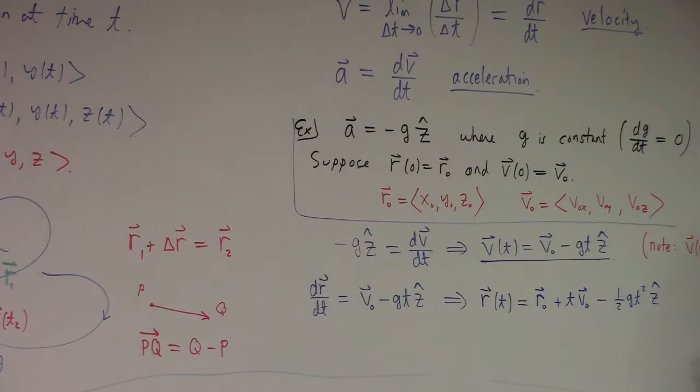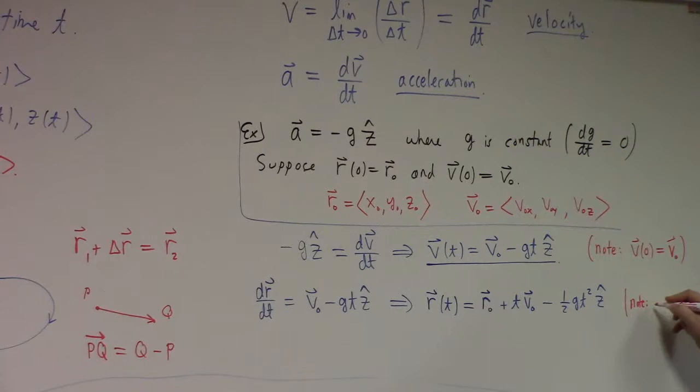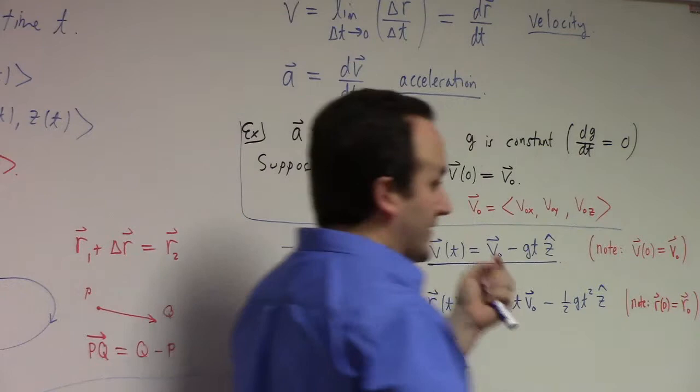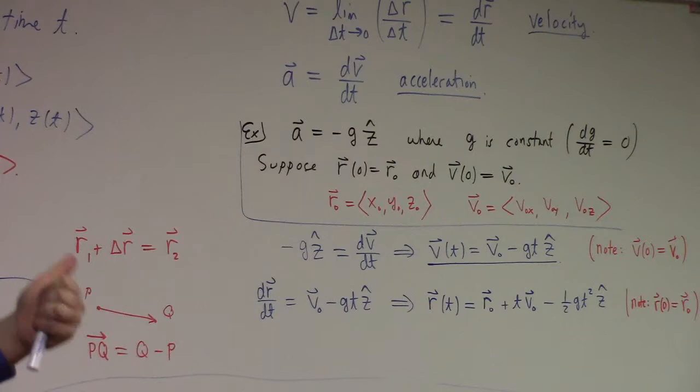And over here, in my second step, you can note that r of zero is, guess what? It's r naught, because the t v naught is zero, and this is zero, so I get zero and zero here, and so r naught when I plug in t equals zero. So I've shown that it fits the initial conditions and it has the right differentiation, right? If I differentiate it, I get back to the velocity, and then back to the acceleration. Yep. How is this different from when we derive the same kind of equations for one dimensional motion?